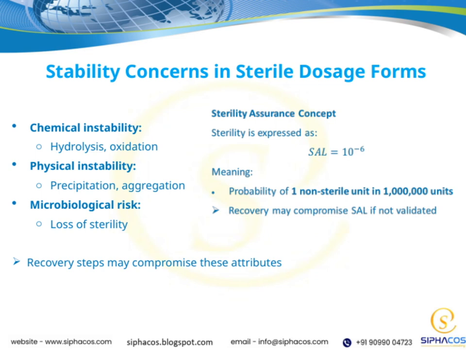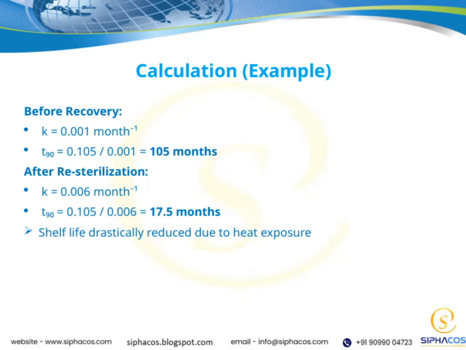Then there's the microbiological risk. Maintaining sterility is vital, but it can be compromised during various stages, especially during recovery steps. When we recover or prepare the product, there's a risk of losing that sterile barrier, which could lead to contamination. And that's a key point. Recovery steps, while necessary, can sometimes jeopardize these stability attributes. So, it's a constant balancing act to ensure we keep the drug stable and sterile throughout its life cycle, especially during handling and processing.